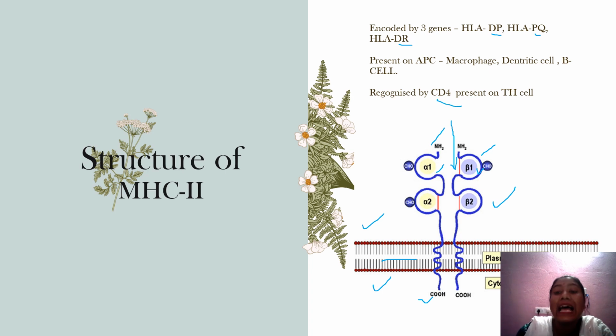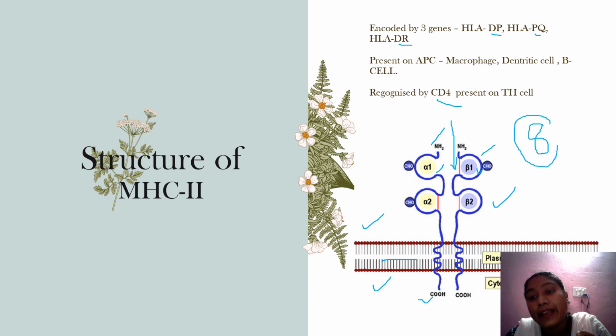Here, students, I'll let you know how to remember this, because we have a lot of things to remember. I'll give one rule, that is the 8 rule. Just remember this number 8. So if MHC2, then 2 into 4. So CD4 will be recognized by MHC2.